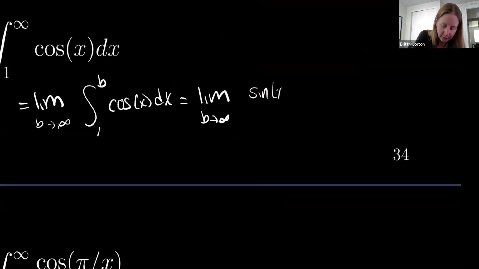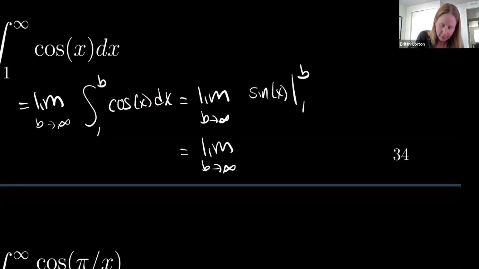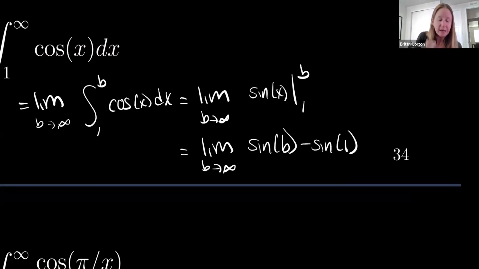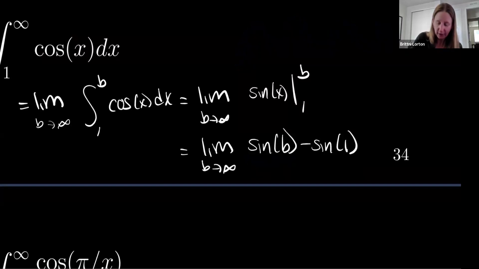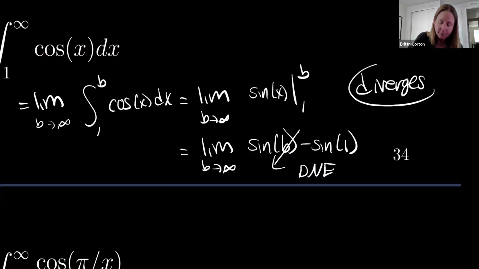Antiderivative of cosine is sine. So then I have the limit as b goes to infinity of sine of b minus sine of 1, and then I take the limit as b goes to infinity, and what does sine of b approach? Well, you know the graph of sine of x, right? It never settles down. So that truly just simply does not exist because it never settles down. It's 1, 0, negative 1, 1, 0, negative 1. It never settles down. So in this case, that's an example of an integral that diverges.